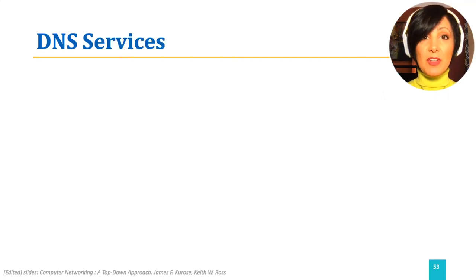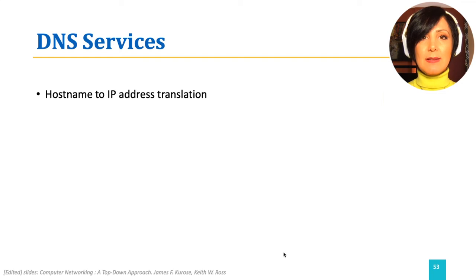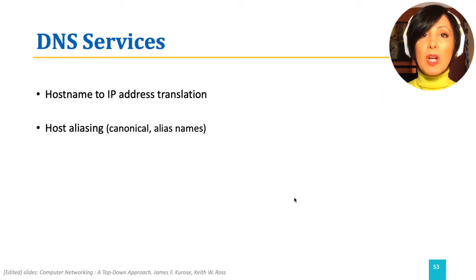DNS provides a number of services. The best known of its services is translation of host names to IP addresses. So when you want to reach a server and you only know the name, DNS system comes to help. It also provides host aliasing. A host with more complicated host name may have one or more alias. Host aliasing is used to find a simpler host name for more complicated host names.